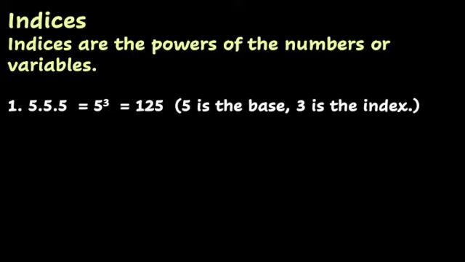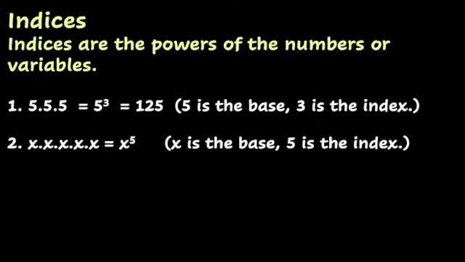So have a look at the first example here, where 5 is being multiplied 3 times. We can always rewrite it as 5 raised to the power 3, and that is equal to 125. Now when we write 5 raised to the power 3, 5 is the base here and 3 is the index.